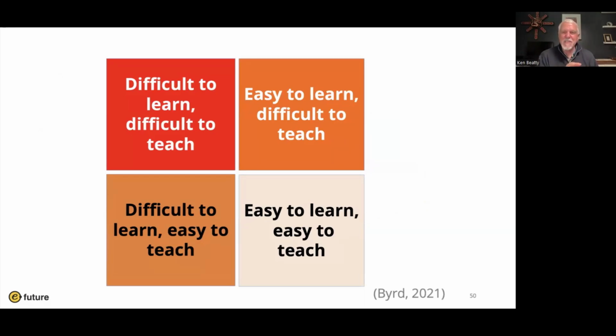It's the worst. Easy to learn, but still difficult to teach. Some things are difficult to learn, but they're actually easy to teach. And some things are easy to learn and easy to teach. Okay, great. All right. It sounds crazy. Like, isn't grammar just grammar? No, it's not. Some things are easier and more difficult to learn and to teach, right?